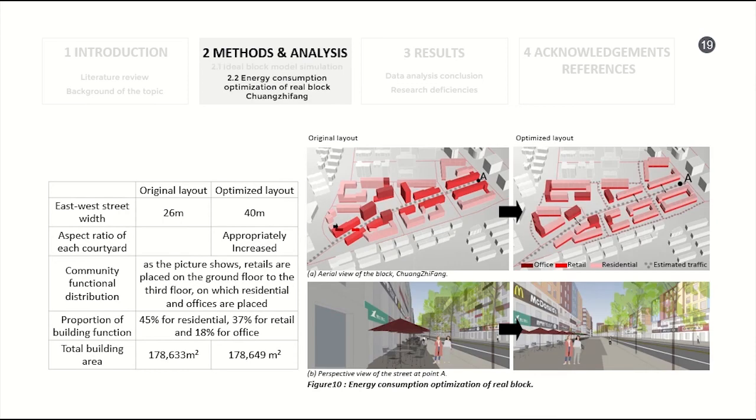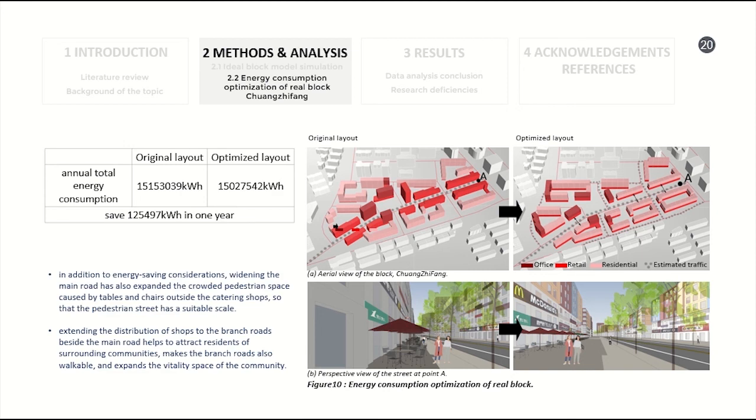Energy consumption optimization of real block Chuangjifang without changing the original planning path and the design concept. Only the east-west street width was increased from 26 meters to 40 meters, and the aspect ratio of each courtyard was appropriately increased. Retails are placed on the ground floor to the third floor, on which residential and offices are placed. The two layouts have the same proportion of building fraction, and the two models are similar in area. The simulation results can show that optimizing the layout of buildings and the distribution of building types can be used as one of the potential energy-saving methods.